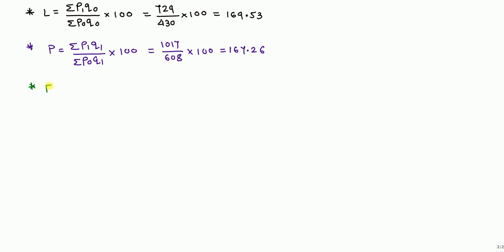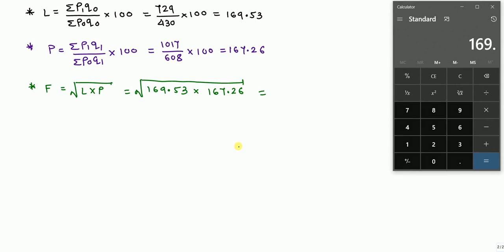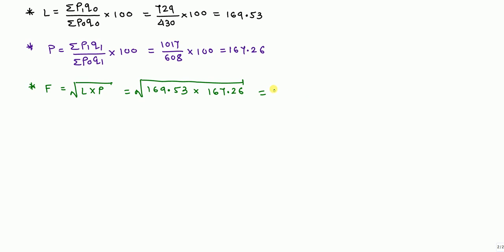Now find out Fisher's index number. Fisher's index number is equal to the square root of L into P. It is equal to the square root of Laspeyres' index number 169.53 multiplied by 167.26. See what our answer is: 169.53 into 167.26, and the square root of 28,355 is 168.39. Now find out Dorbish and Bowley's index number, (L plus P) by 2.